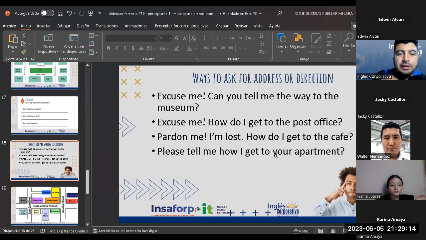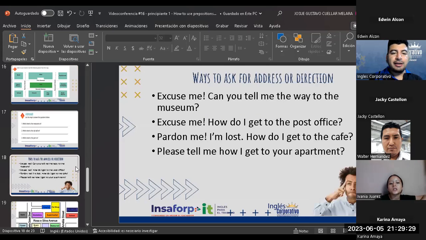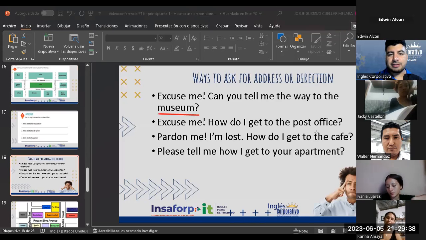Ok, we're going to use one of these. Vamos a utilizar una de estas. But applying this. Pero vamos a utilizar estos lugares. You're going to see restaurant, arts company, city hall, church. ¿En lugar de qué? En lugar de museum. En lugar de post office. Okay. So we're going to change this. Vamos a utilizar cualquiera de estas. Okay. Post office.